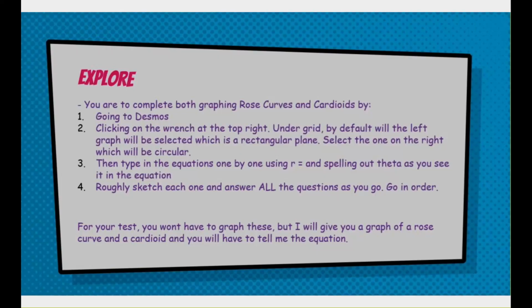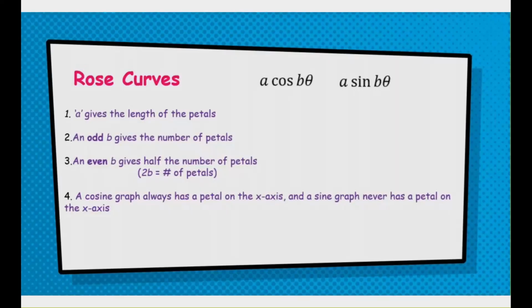For this test, you won't have to graph these, but I will give you a graph of a rose curve and a cardioid, and you will have to tell me what the equation is. So I would pause this video and then come back to it if you need to. But basically, these are the two equations that it's going to look like. So we've talked about how to graph a polar equation that gives us a line, both vertically and horizontally, and a circle for a polar equation. And now we're going to look at these rose curves.